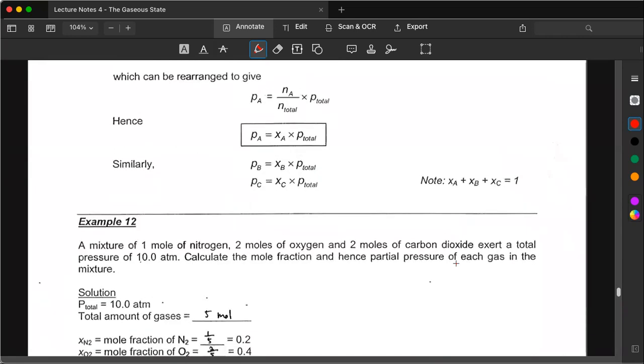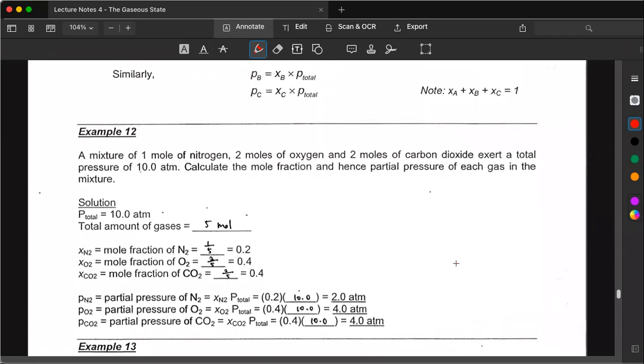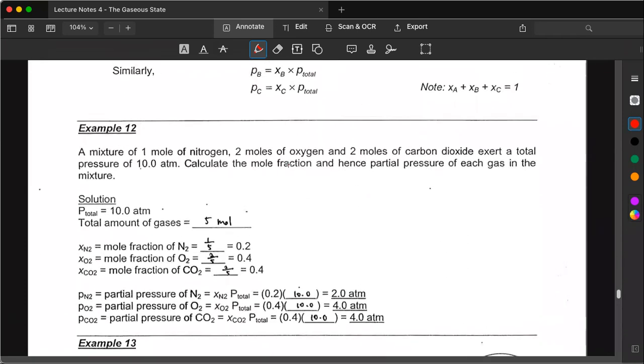Okay, let's look at another example. You have a mixture of 1 mole of nitrogen, 2 mole of oxygen, and 2 mole of carbon dioxide that exert a total pressure of 10 atm. So calculate the mole fraction and the partial pressure.